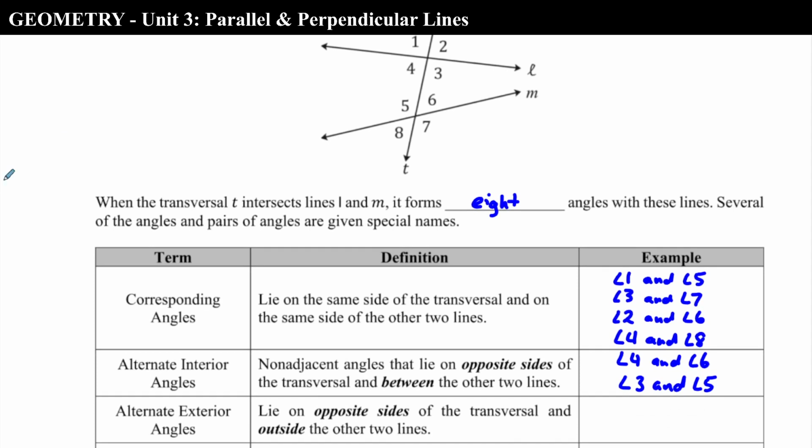Alternate exterior angles lie on the opposite sides on the outside. So 1, cross over to 7, 2, cross over to 8. So 1 and 7, 2 and 8.